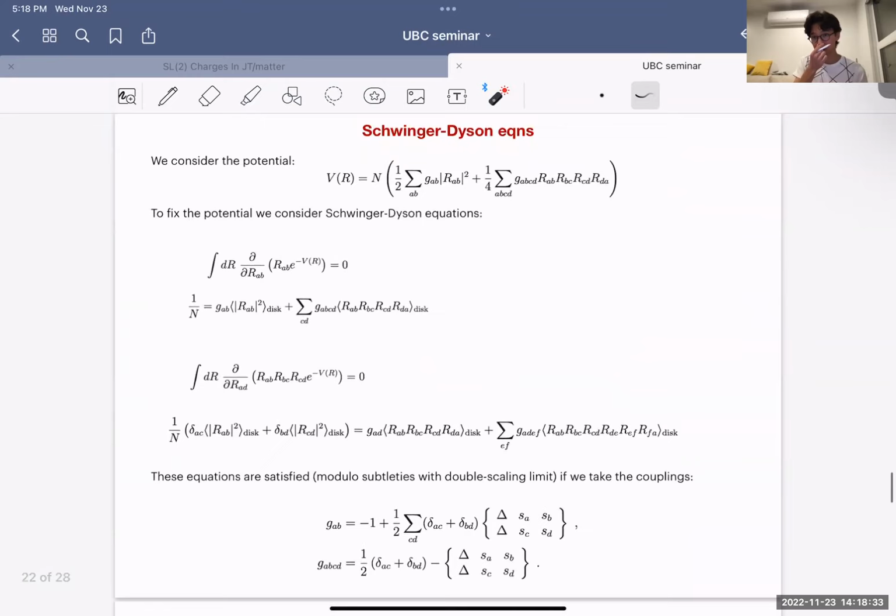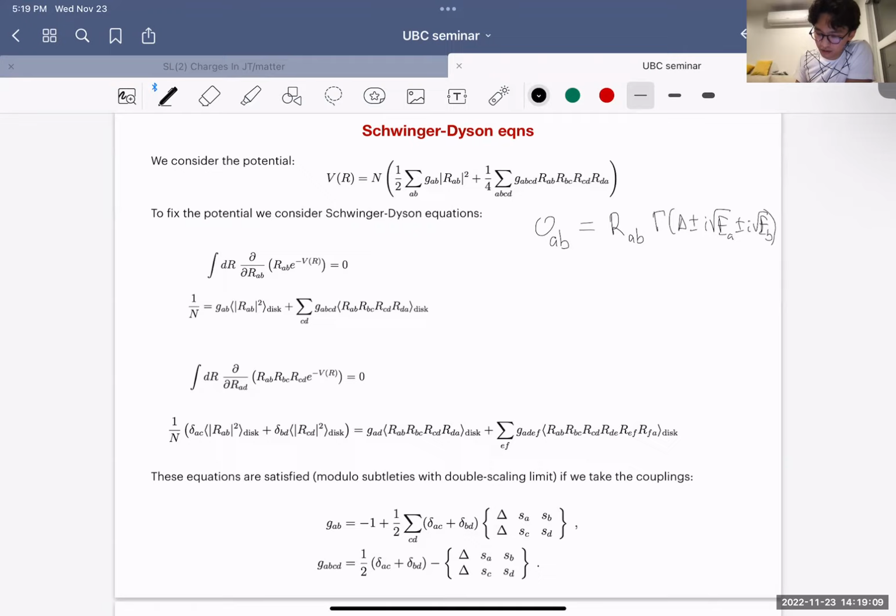So how do we fix the potential? Suppose we have some general quartic potential. Here the matrix R is related to the matrix O that we've been discussing so far by just some rescaling by those gamma functions. Those gamma functions are appearing all over the place, and it's more convenient to rescale them away. But R is essentially O.